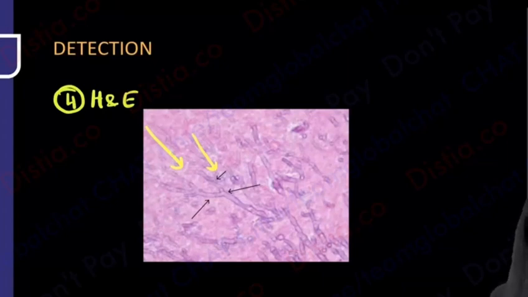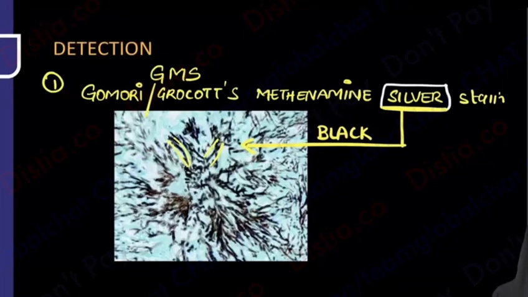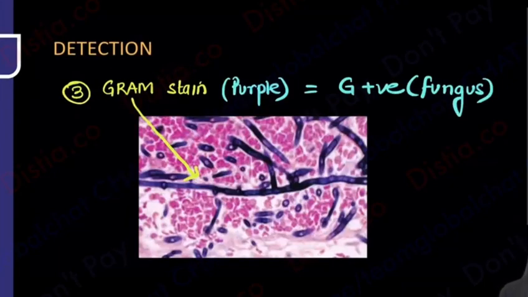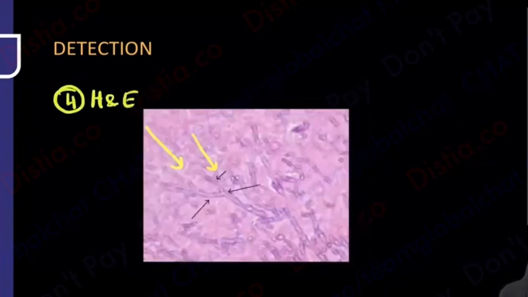Well, having discussed it, all in all, when I go back, there is a black color stain called the Gomori methenamine silver. Then the next one is going to be the PAS, or the pink color. Then we have the third and the fourth one, which I told you, read and forget. So what is gram stain? Gram stain is going to give you a purple color, gram positive, and there's an H&E stain.